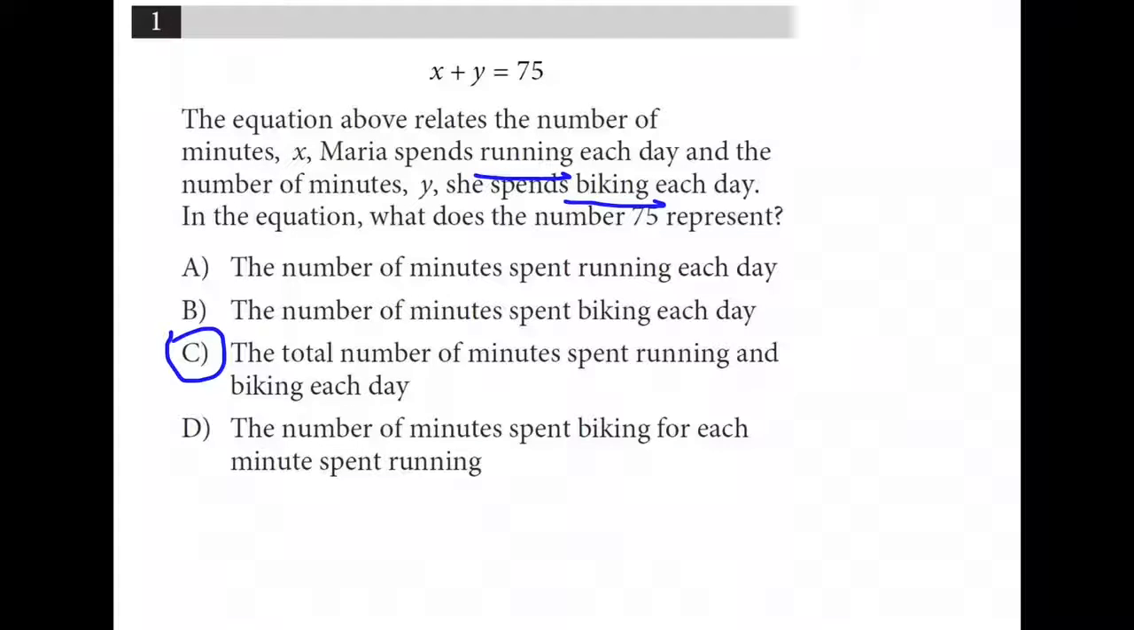For choice A, if Maria went biking at all, that would not be the correct equation. And for choice B, if Maria went running at all, that would not be the correct equation. And for choice D, this is not a comparison of how often she bikes and runs. It's the total, or the sum.